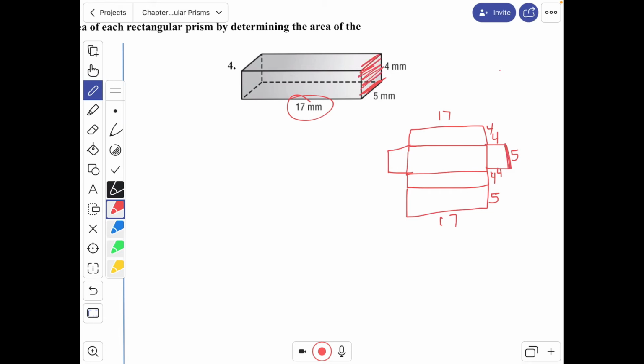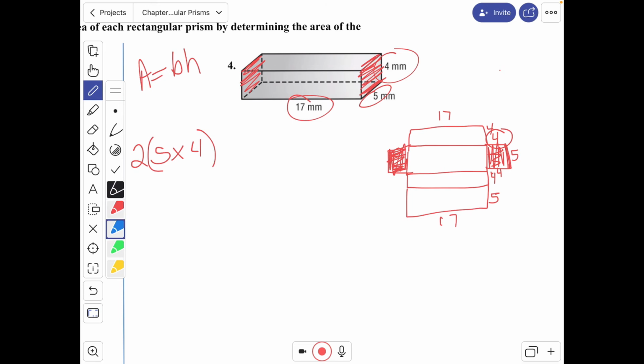This is this piece right here, and then this side over here, I've drawn right here. So the measurements of that piece are 5 and 4. You are welcome to draw your own nets for each picture. The measurements on this end and this end are 5 and 4. So it's 5 times 4, because the area of a rectangle is base times height. So both of those are 5 times 4. That would be 2 of them.